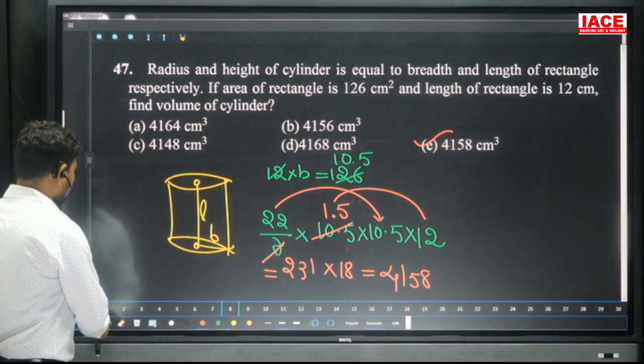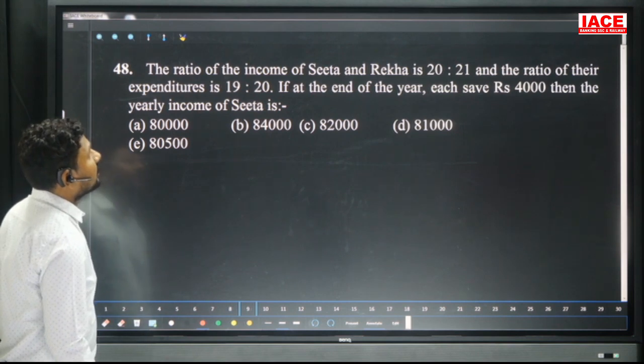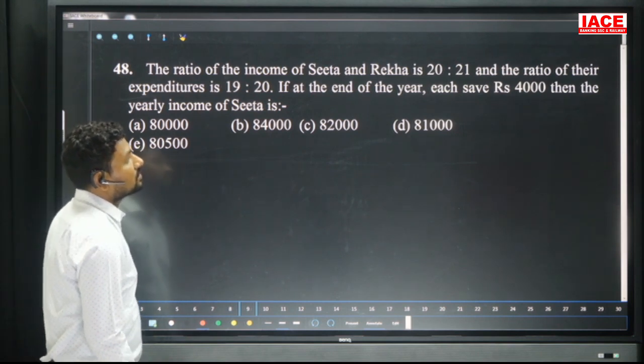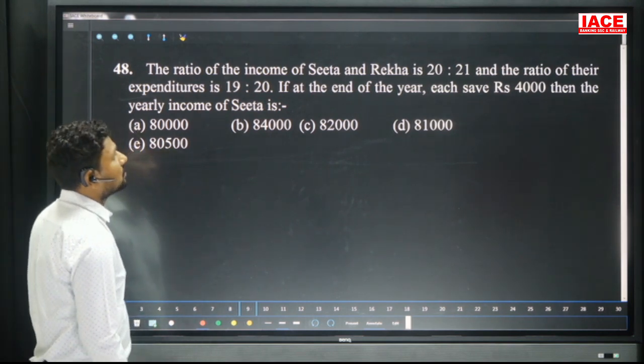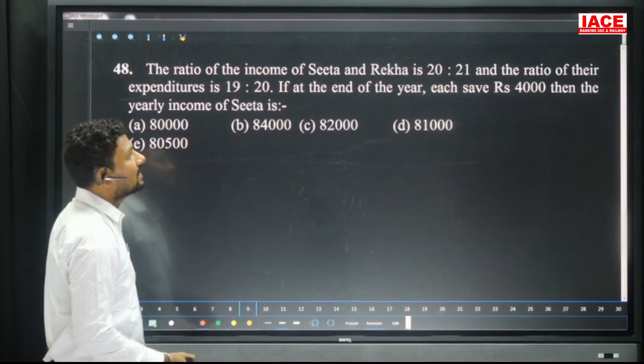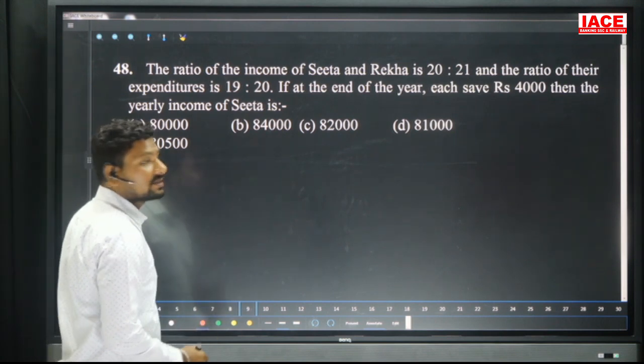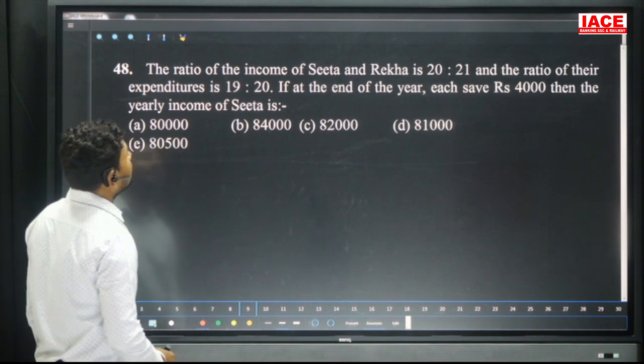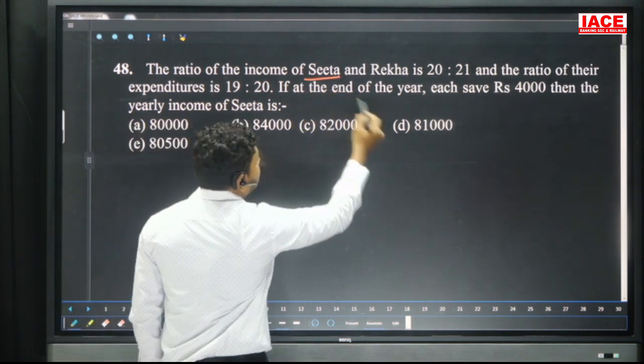And move to the next question. The ratio of the income of Sita and Rekha is 20:21 and their expenditure is 19:21. When savings are decreasing, each saves 4,000. Each savings is how many rupees? 4,000. Then the yearly income of Sita.